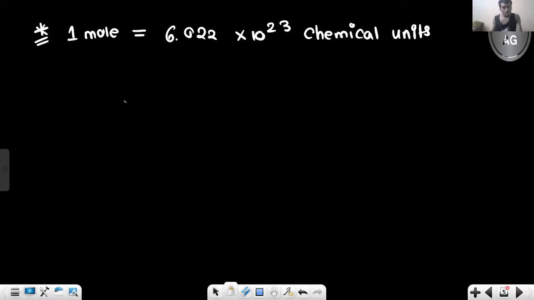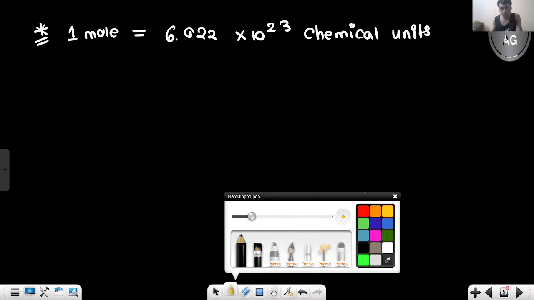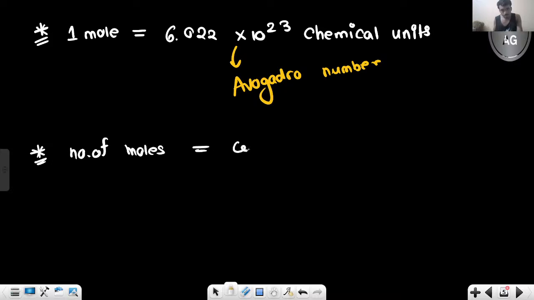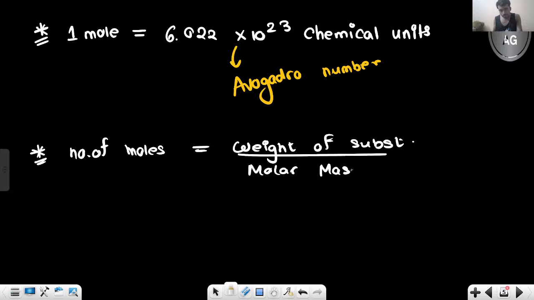Right. Now you tell me how to find out moles. How to find out moles? This is Avogadro number. Now you tell me how to find out the number of moles. How do we calculate the number of moles? Good. Weight of the substance divided by molar mass. Very good. Another formula you tell me.